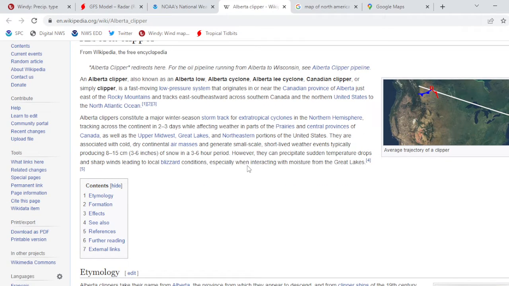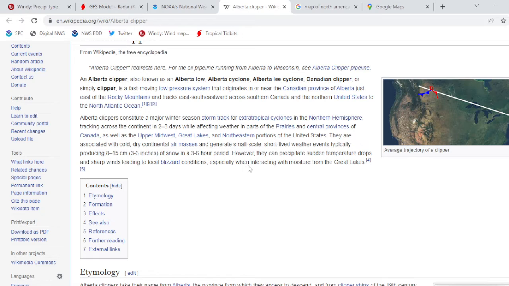Alberta Clippers constitute a major winter season storm track for extratropical cyclones in the northern hemisphere, tracking across the continent in 2 to 3 days while affecting weather in parts of the prairies and central provinces of Canada, as well as the upper Midwest, Great Lakes, and northeastern portions of the United States.